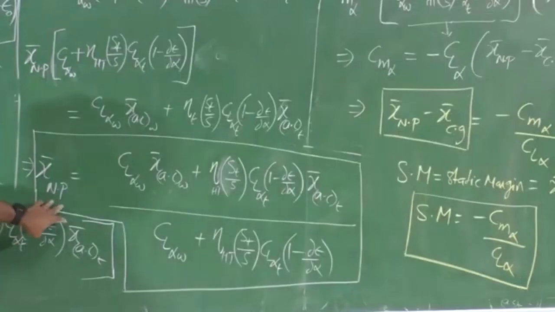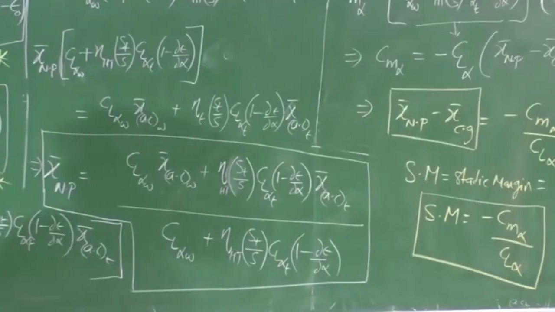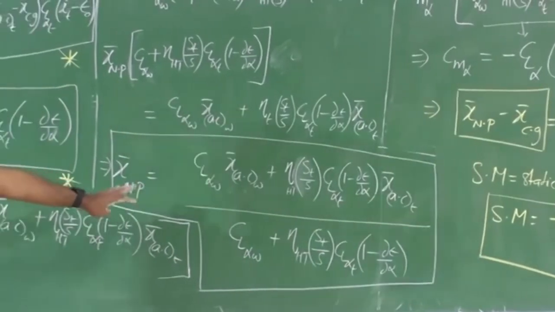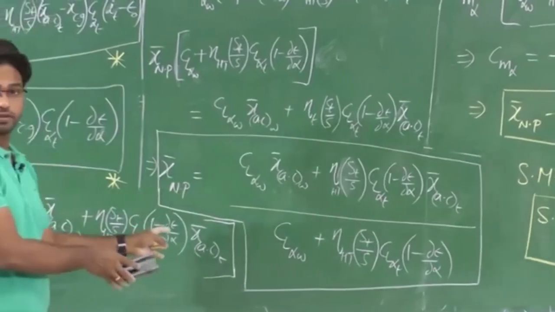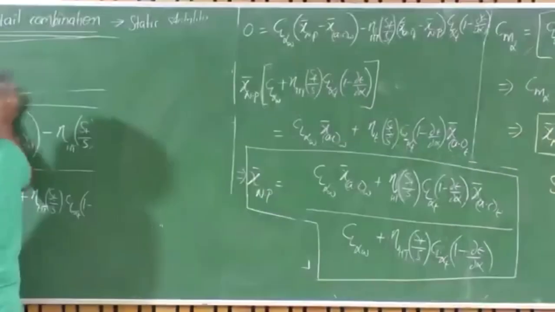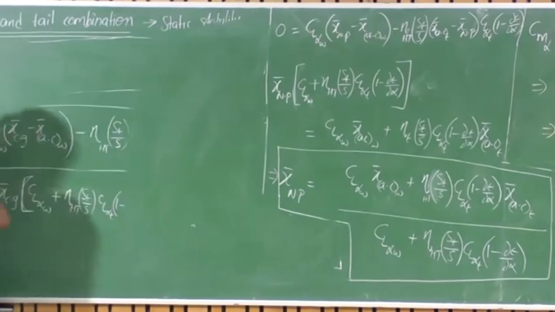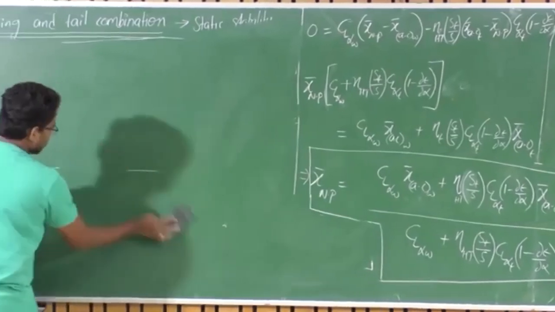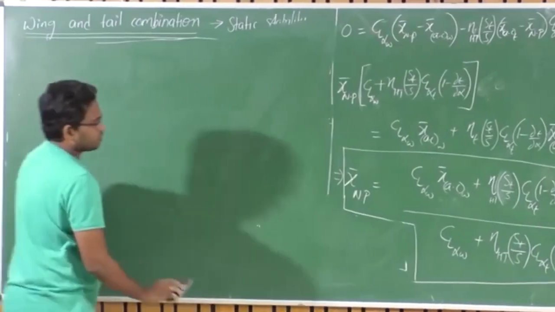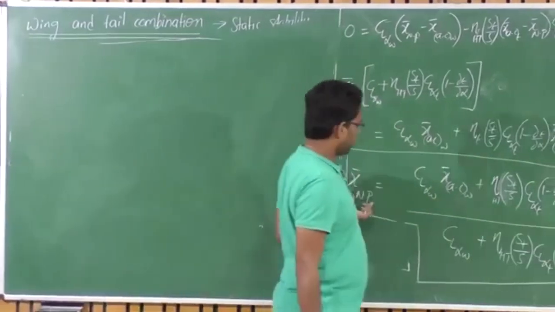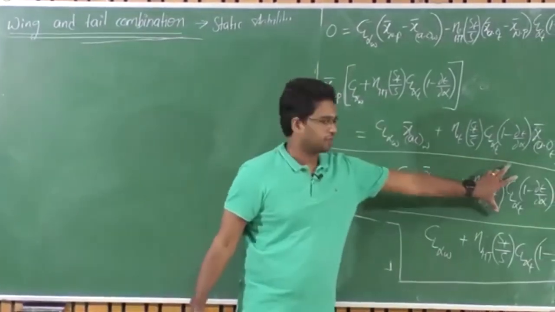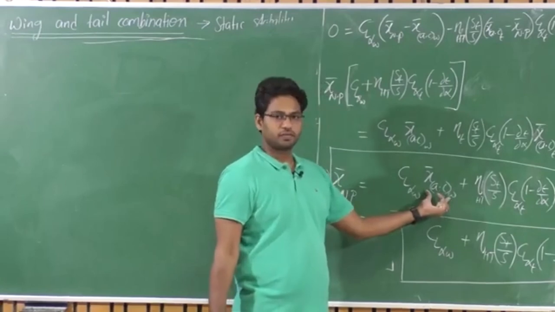Can you get something out of it? What exactly is this neutral point? Let's look at it in more detail. This is my perspective again, right? So you understood, right? It's like a limiting condition. Similarly, for a wing alone configuration, there is no tail here, right? This neutral point is nothing but XAC of wing.